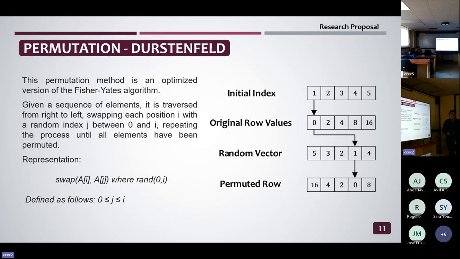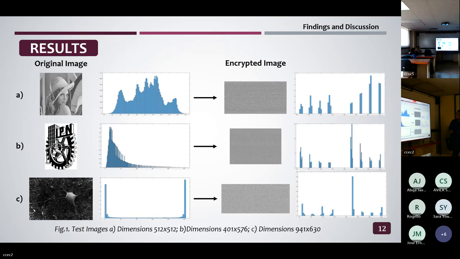To finish the encryption process, the permutation Dunferstel. The permutation Dunferstel is a swapping of elements by index. They generate a random vector and swap the original row values and generate the permuted row.